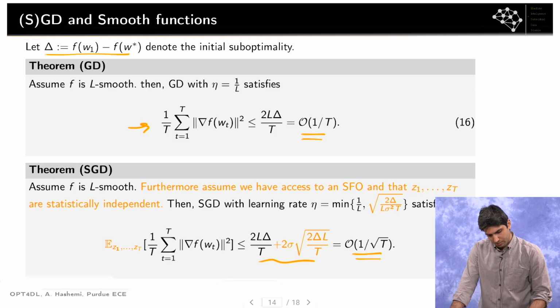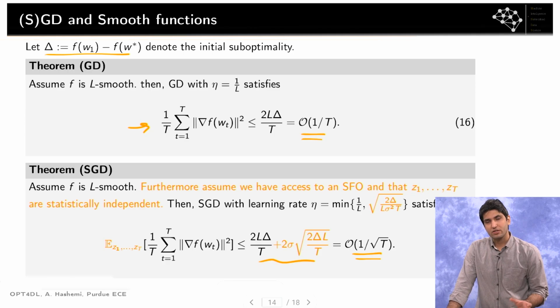So first, I'm going to talk about the proof of the first theorem, and then we're going to see what kind of modifications we need to make to that proof to prove the second theorem. Okay?